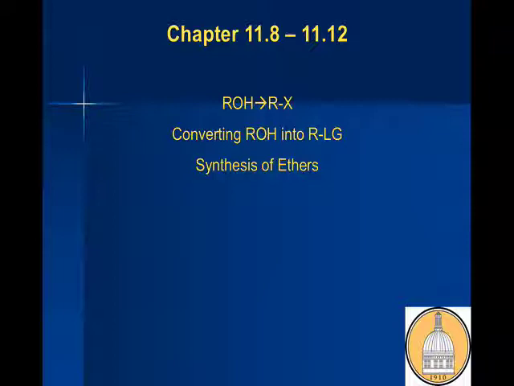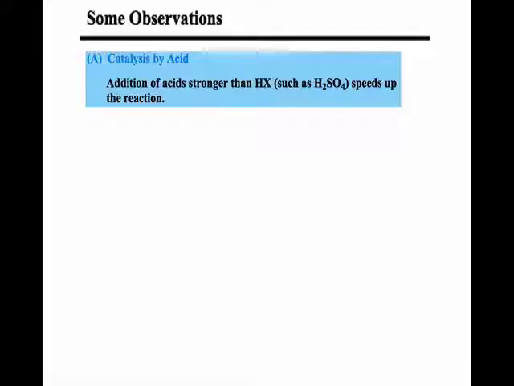Okay, so we're going to continue talking about converting alcohols into alkyl halides. We'll continue on talking about converting alcohols into RLG. What does LG mean? What is that an abbreviation for? Leaving group. So converting an alcohol into some other kind of leaving group that we can use for other types of chemistry. Okay? And then maybe we'll have time to get into the synthesis of ethers today. So let's go ahead and get started.